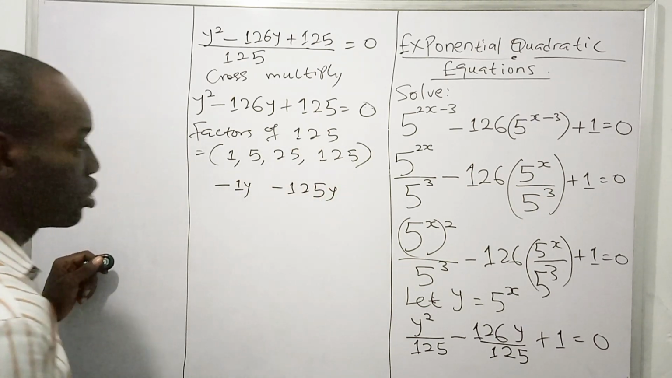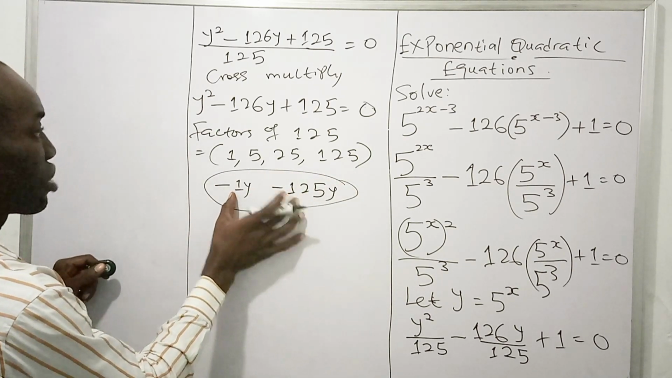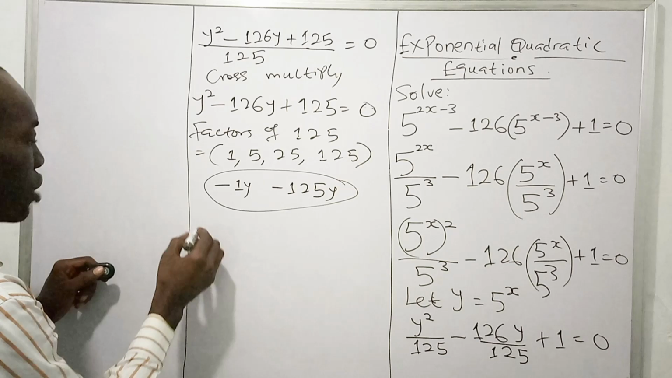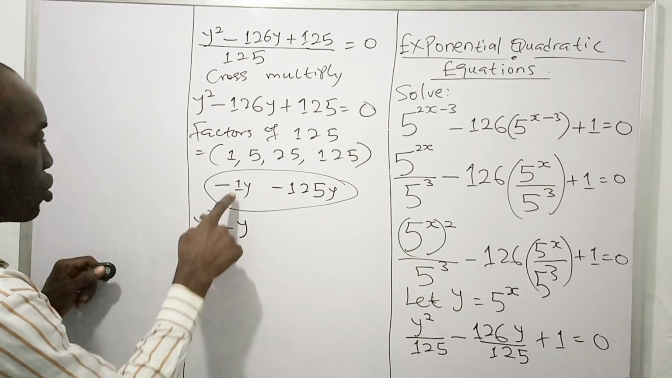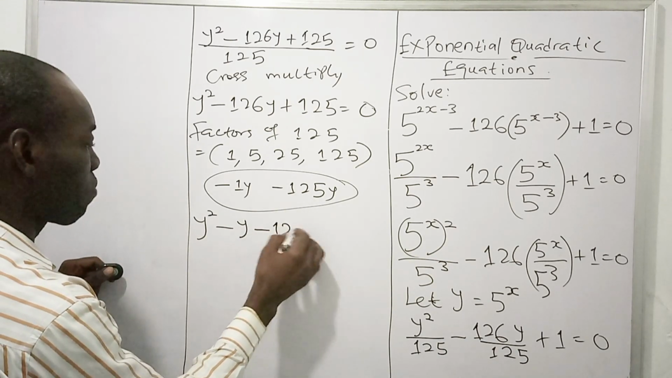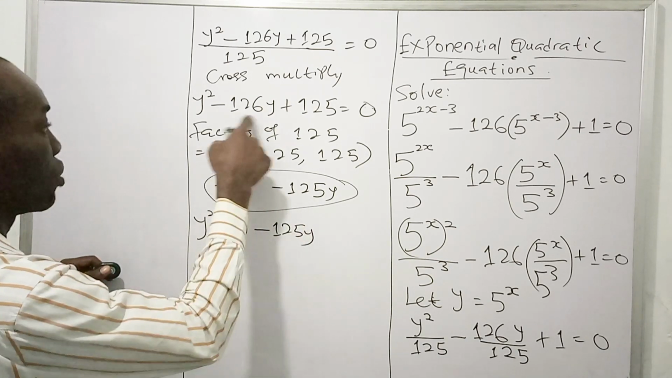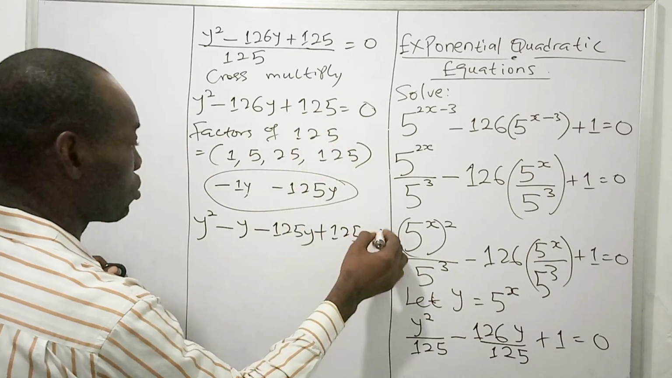Add the variable to both of them and use both of these factors to replace the middle term. So that gives us y squared minus y. We don't need to put the coefficient. Coefficient is 1. We know that already. Then minus 125. We use the two factors to replace the middle term. Then plus 125. The last term there then equals 0.